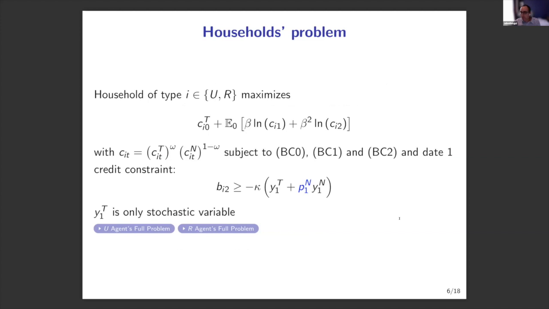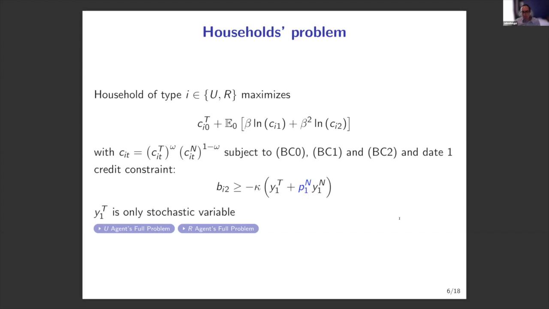So the household is going to maximize utility. Utility is going to be linear, for simplicity, in tradable consumption at date zero, and then log in aggregate consumption of traded and untraded goods at dates one and two, and then we'll have a goods aggregator of the two goods. Maximization is going to be subject to budget constraints at dates zero, one, and two, and then the key, again, is going to be a credit constraint at date one that is going to embed a price.